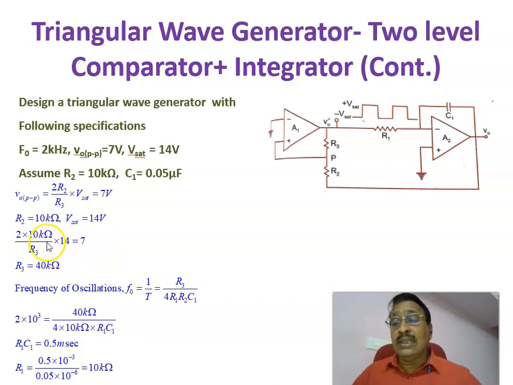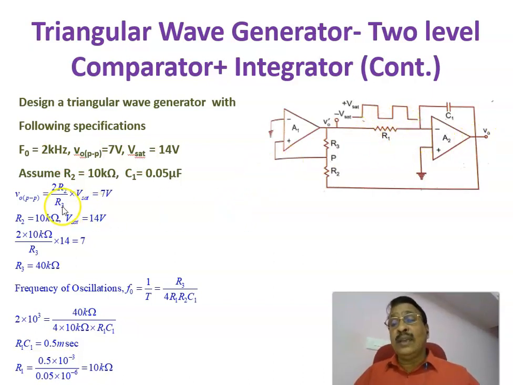The only unknown is R3, this resistance. Then you will get it equal to 40 kilo ohms. Therefore, this resistance is 40 kilo ohms and this is already 10 kilo ohms. The capacitance is already given, 0.05 microfarad. Now you have to find out, in order to get an output frequency of 2 kilohertz, what should be the value of the resistance R1? That is the question.